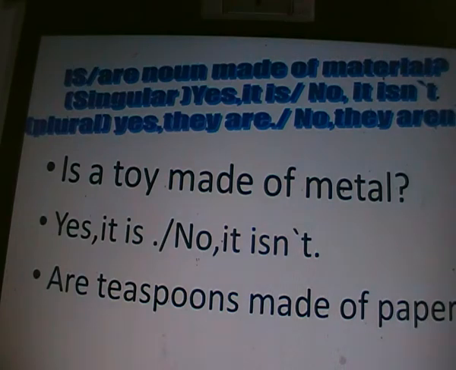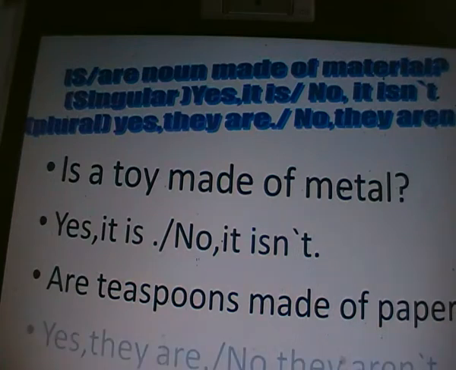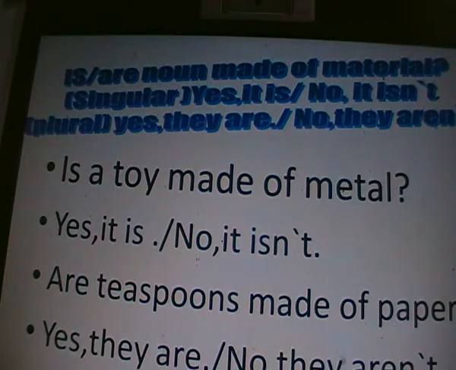Are teaspoons made of paper? ملاعق الشاي مصنوعة من paper. If I have teaspoons made of paper, I say yeah, they are, or no, they aren't. Of course, any plural noun, we use they instead of it. So use they instead of a plural noun. Okay.